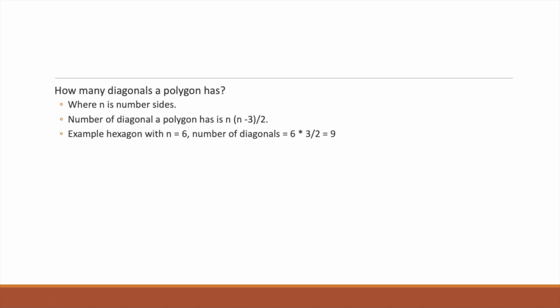Next one. Now we are jumping to examples. How many diagonals does a polygon have? This is also an interesting formula, just like angle sum, where n is the number of sides. The number of diagonals a polygon has is n multiplied by n minus 3, divided by 2. So for example, a hexagon has n equal to 6, and putting in this formula, it comes out to be 9.